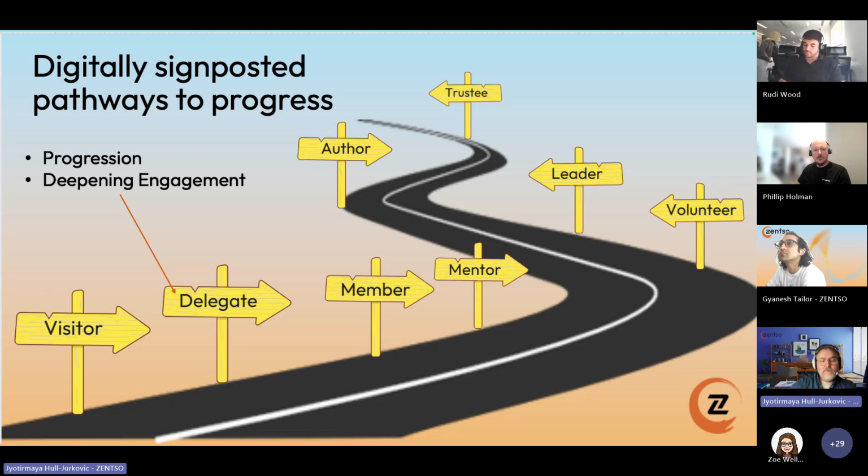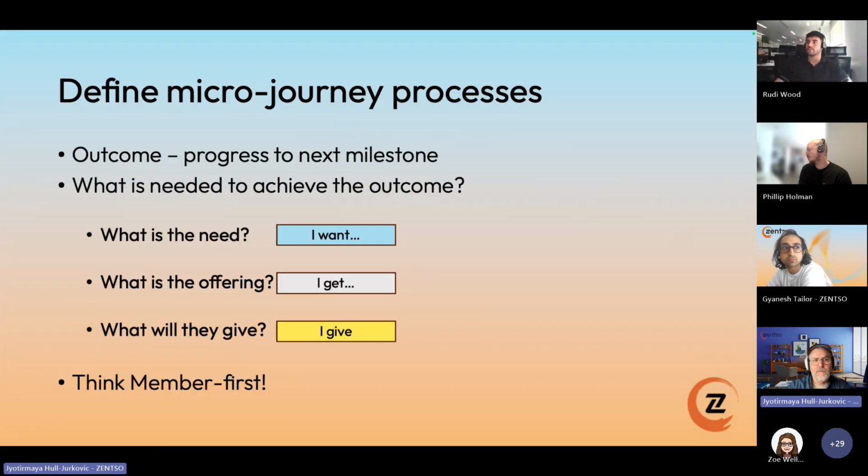So once we've defined those personas, what we need to do now is work out what is it going to take somebody from being a visitor to a delegate on my website, to define the process that will make that micro journey, or that small step of the journey, happen. And then we need to prompt members to actually take that step. So it's not going to happen just by itself. We need to help members to make it happen.